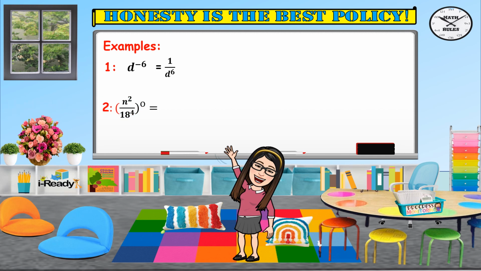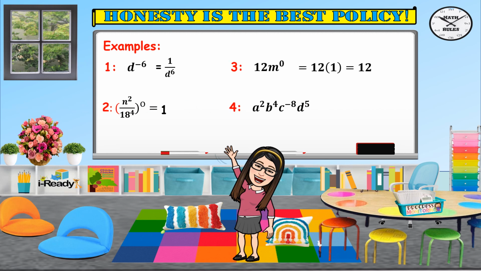Quantity n squared all over 18 raised to the fourth power, to the power of 0. So 1 lang siya. Kasi naka-raise siya sa 0. Both numerator and denominator. And of course, we have 12m raised to the 0 power. So we have 12 as the answer.